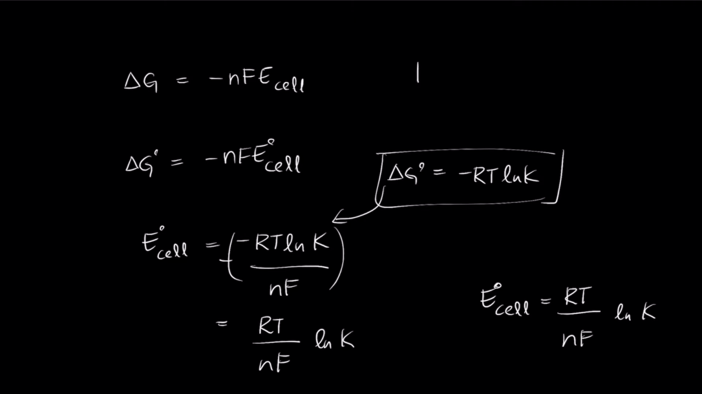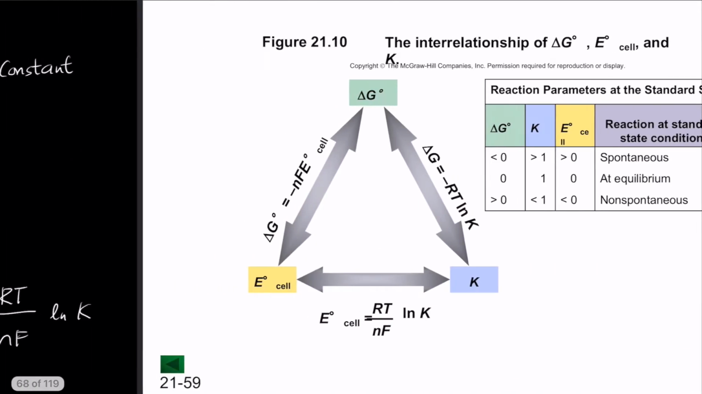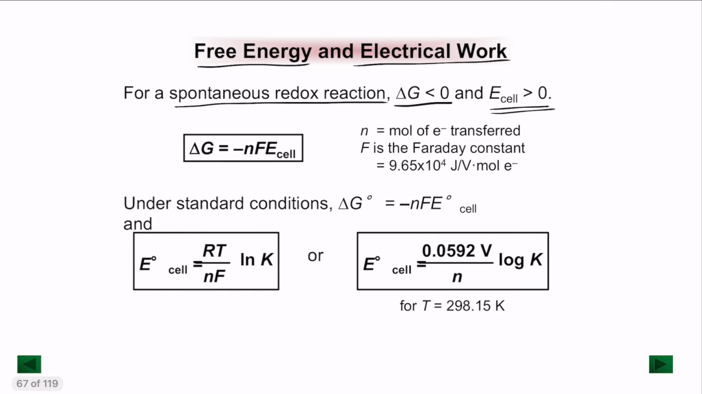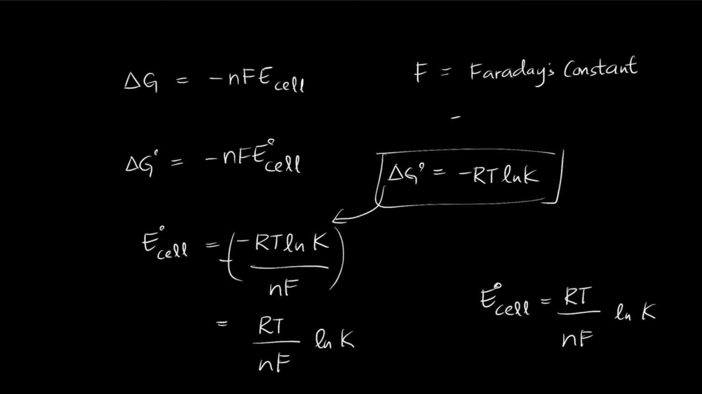So what is this F here that we have mentioned a lot? F here is called the Faraday's constant, or the Faraday constant. This Faraday constant is equal to 9.65 times 10 to the power 4 joule per mole of electrons. So N here represents the number of moles of electrons being transferred.